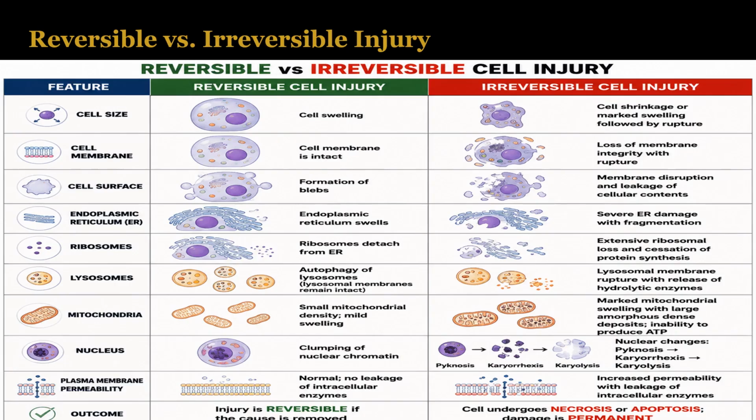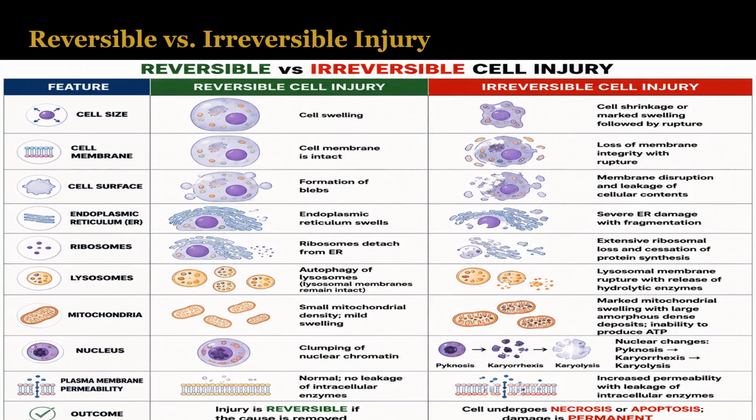Formation of blebs. Blebs are just the elevations that are found on the cell membrane. There is formation of blebs in reversible cell injury, whilst in irreversible cell injury, we don't have formation of blebs. Membrane disruption and leakage of cellular contents. Endoplasmic reticulum. The endoplasmic reticulum swells in reversible cell injury, whilst in irreversible cell injury, there is severe ER damage with fragmentation. The endoplasmic reticulum undergoes fragmentation.